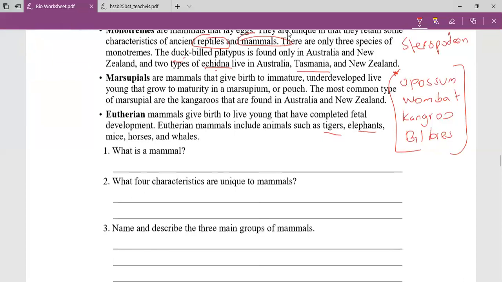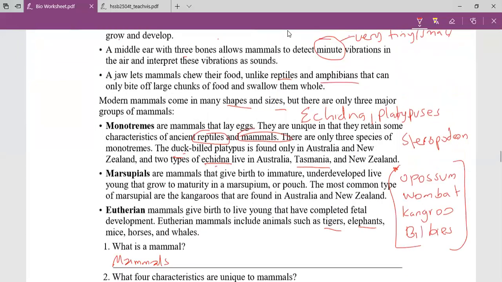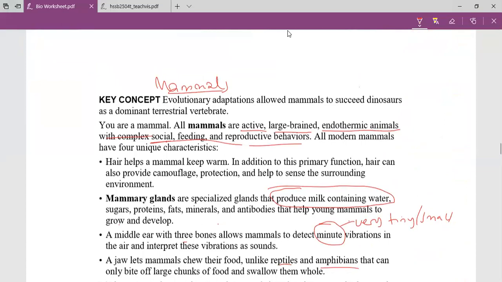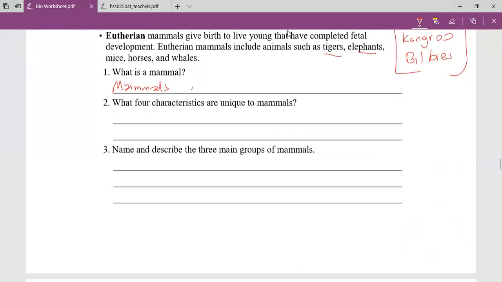Now, what is a mammal? Mammals are endotherms with a large, active brain, that give birth and suckle the young ones.